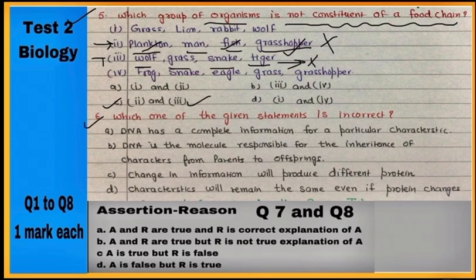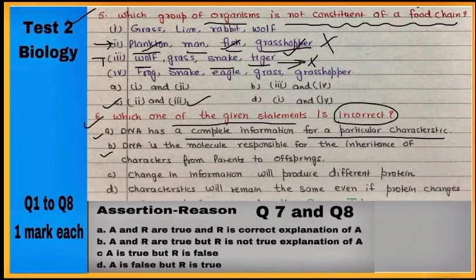Question 6. Which one of the given statements is incorrect? A. DNA has complete information for a particular characteristic. यह statement correct है. DNA के पास complete information होता है कोई भी particular character के लिए. B. DNA is the molecule responsible for the inheritance of characters from parents to offsprings. Parents से offsprings में character को transfer करने के लिए DNA responsible होता है. This is also a correct statement.